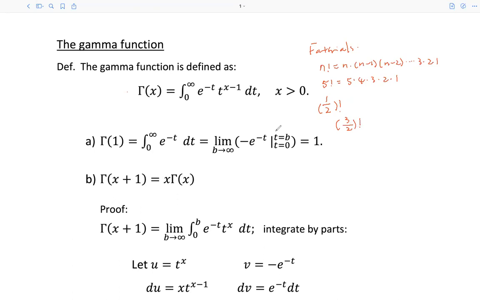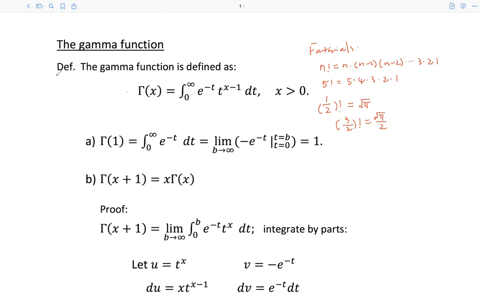So the gamma function can answer this question. The gamma function will give the answer. This is the square root of pi, and this is the square root of pi divided by 2. Okay, let's see how.